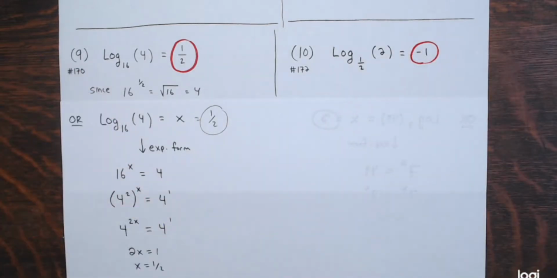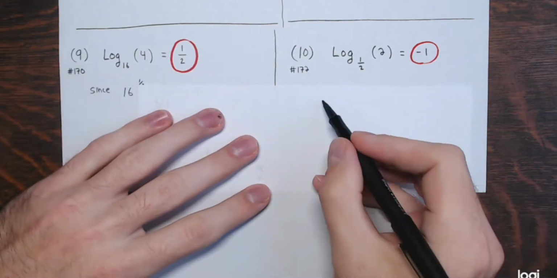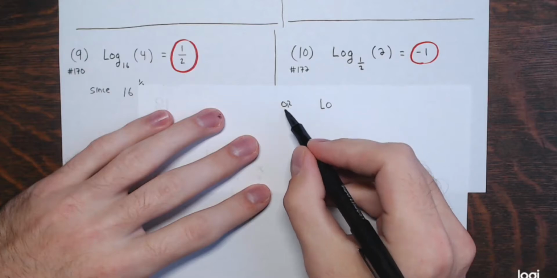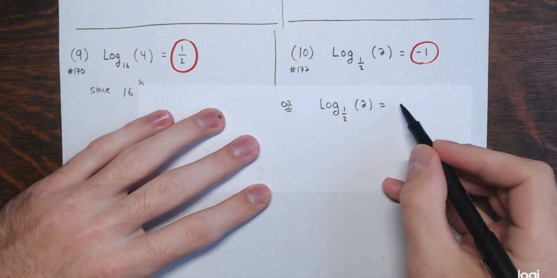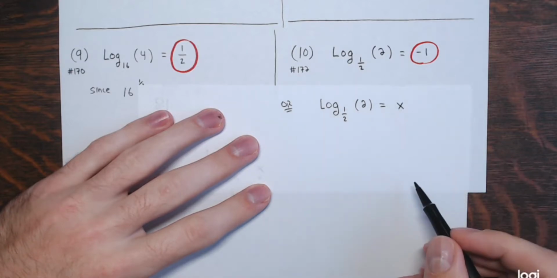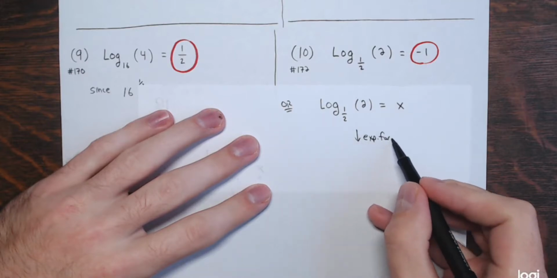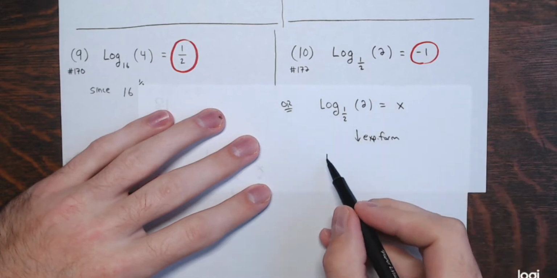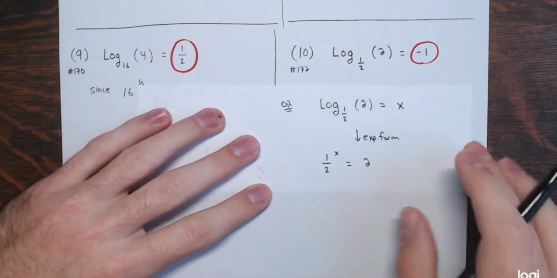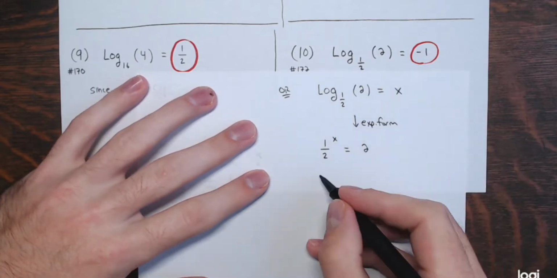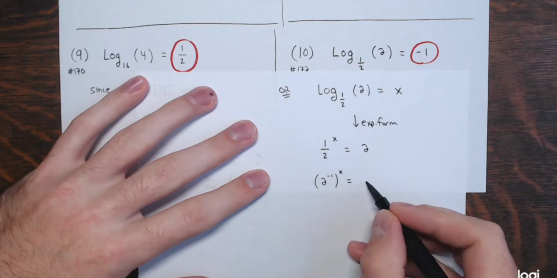But again, say you didn't know that. So let's try it the way I've been doing the other ones. We do the log base half of 2 equals I don't know, so I call it x. Then I change this to exponential form: 1/2 to the x power equals 2. And I can write both sides with base 2 pretty easily. 1/2, that's 2 to the -1. And then on the other side we have 2 to the 1.